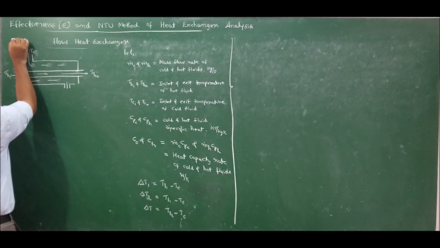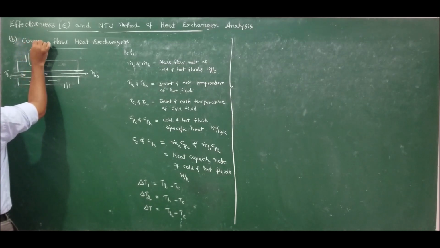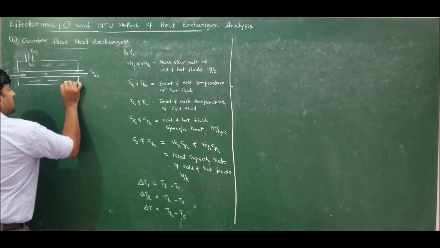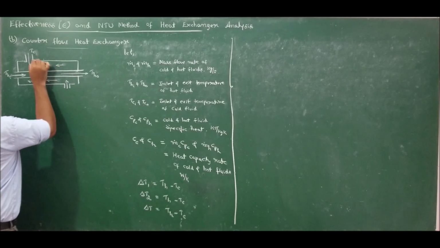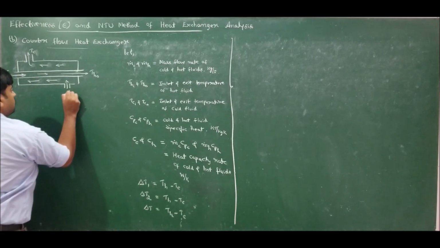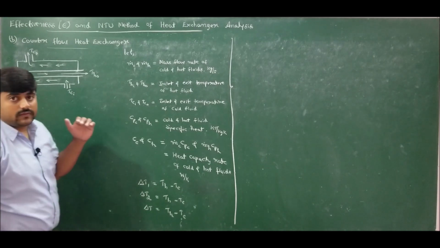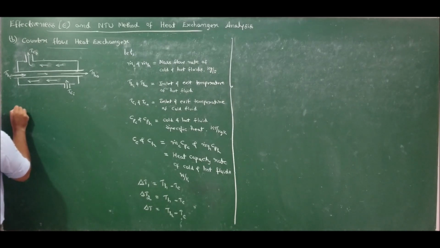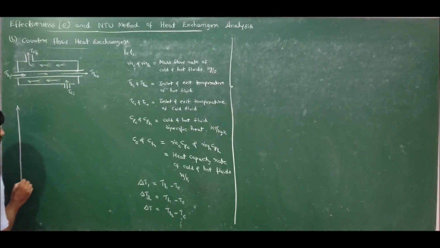That is case B, effectiveness NTU method of heat exchanger analysis for counter flow heat exchanger. If I take a counter flow heat exchanger, the direction of flow of hot and cold fluid will be opposite to each other like this. Let us have cold fluid inlet here and cold fluid outlet here. Now if I plot the variation of temperature over the entire length of the heat exchanger, it will look like this. That is, we have the temperature versus length profile.